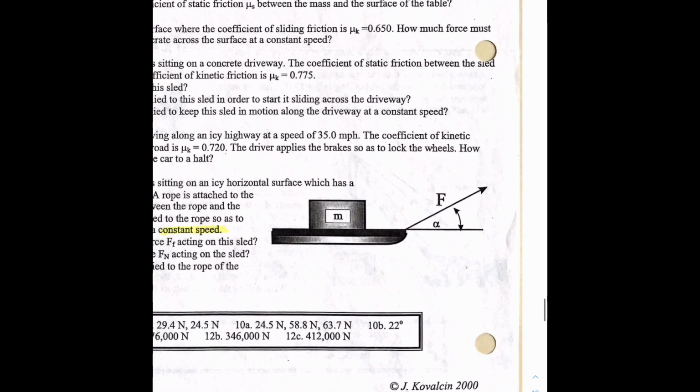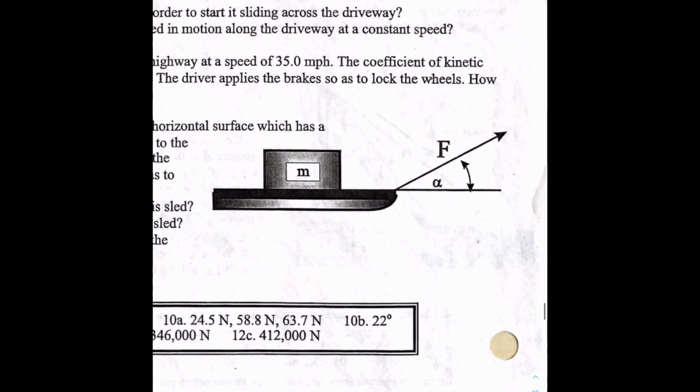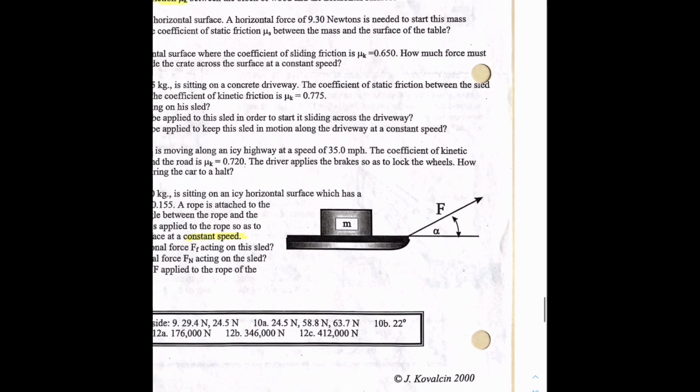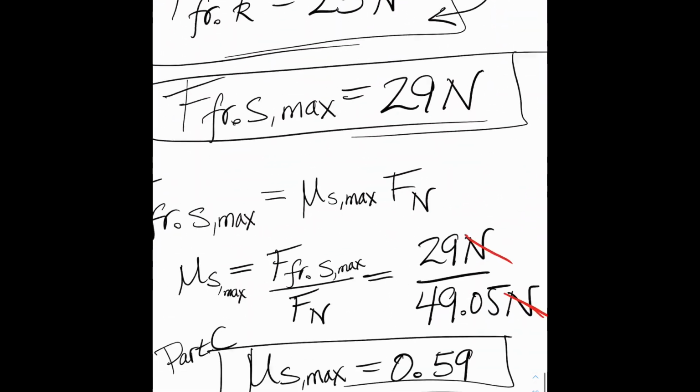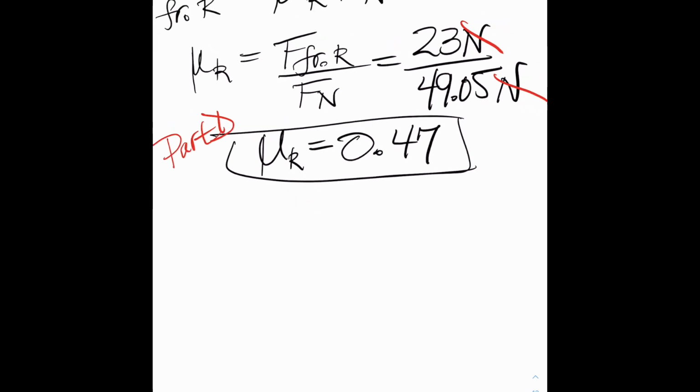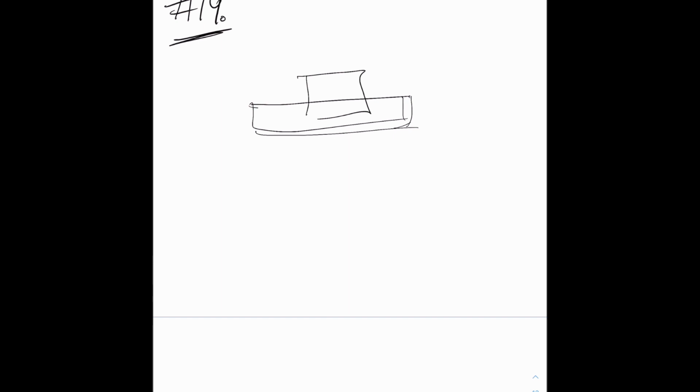If you want to try this problem on your own, you can always pause it and then after you're done, see how you did. But this one, like I said, the math's a little trickier. All right, so let's go ahead and draw our free body diagram. So something like this. And I'm just going to go ahead and draw that rope there.